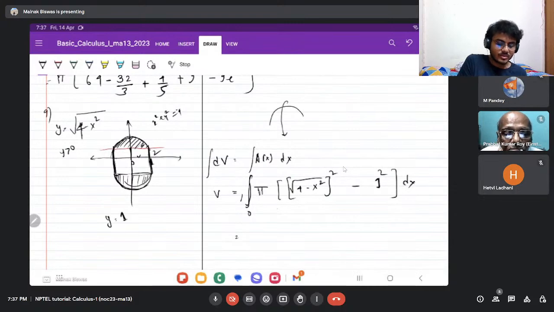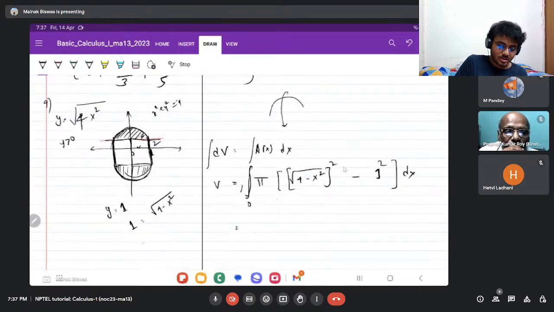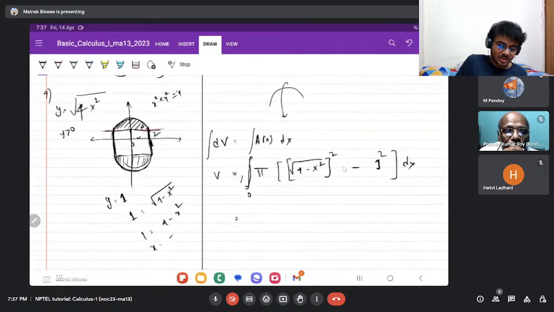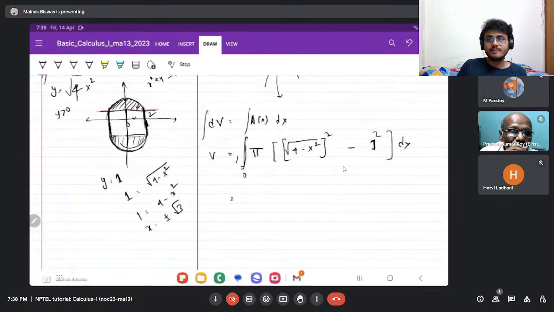Is this equation of this line agreed? So what will be this? You can solve it in many ways, right? You can use trigonometry and solve it. You can use many things and solve it, but let's solve it using algebra. 1 equal to root over of 4 minus x square, agreed? So 1 is equal to 4 minus x square. So x is equal to plus minus root 3. Agreed?